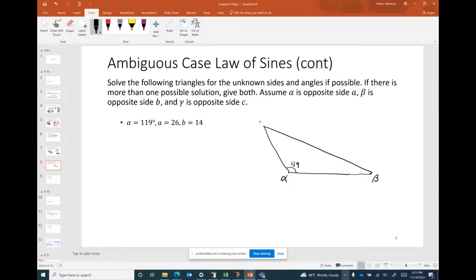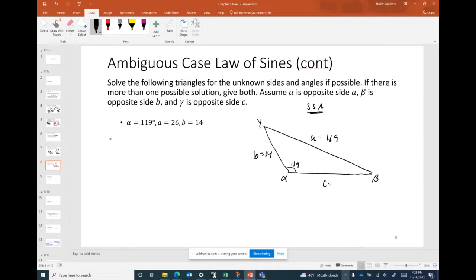So our beta, our gamma, our C, our A, which is given as 119, and our B, which is given as 14. There's my triangle. I'm noting this is a side-side-angle triangle, right? When I note that, I know it's an ambiguous triangle. So there's possibly two triangles, keeping that in mind.